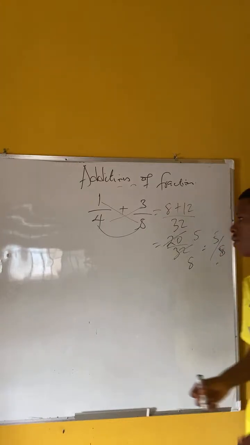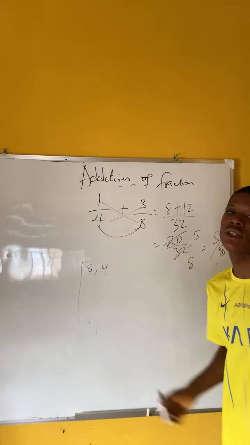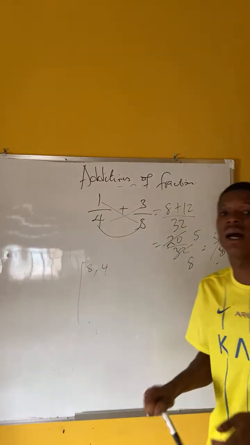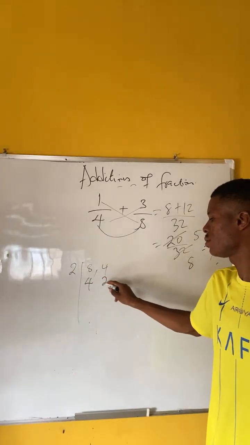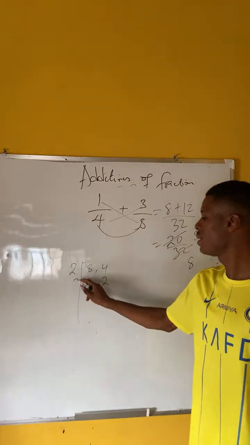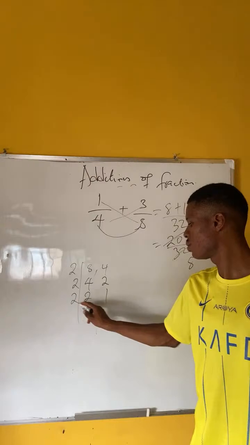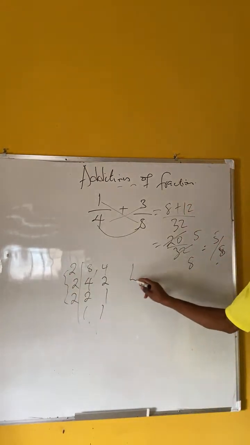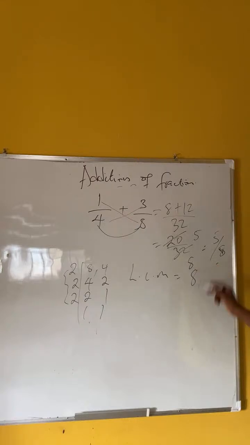You can use this method. You can actually find the LCM of 8 and 4. These are the denominators. So for easy doing, we do it one after the other. We divide by 2 to get 4, divide by 2 to get 2, then divide by 2 to get 2, divide by 2 we have 1. We still divide by 2 to get 1 and 1. So the LCM is the product of the three numbers, 2 by 2 by 2. So that will be 8, okay?